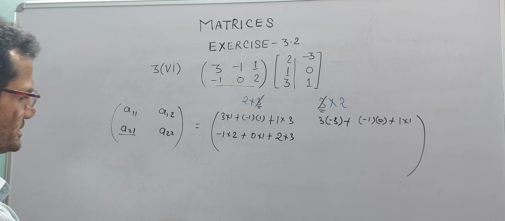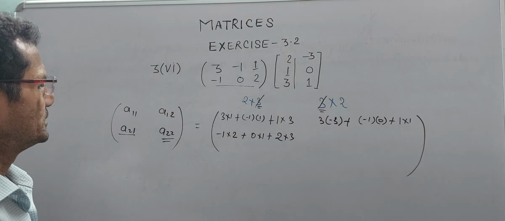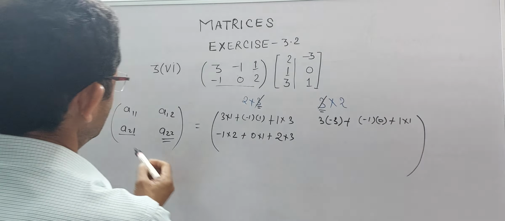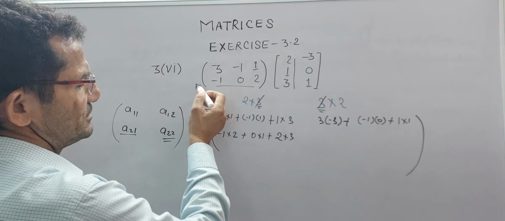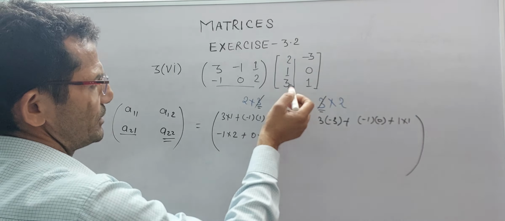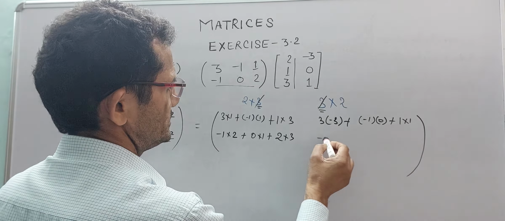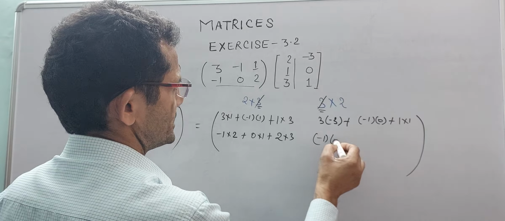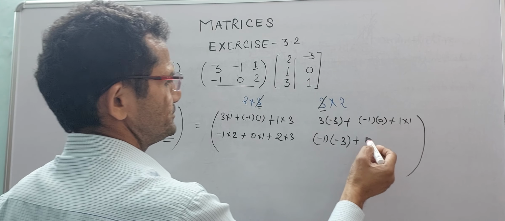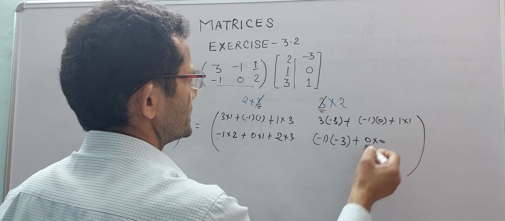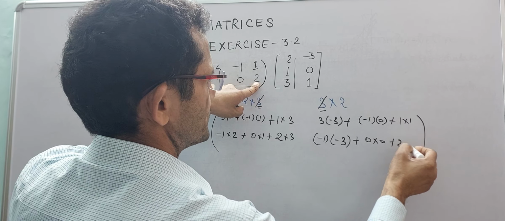Now for calculating the second row, second column element, take the second row of the first matrix and the second column of the second one. So minus 1 multiplied by minus 3, plus 0 multiplied by 0, and the last one 2 into 1. So this becomes this.